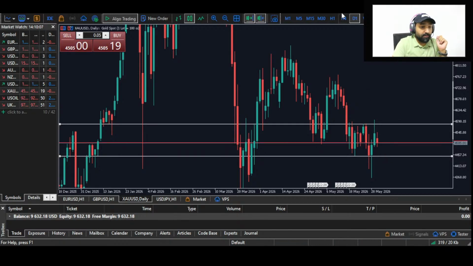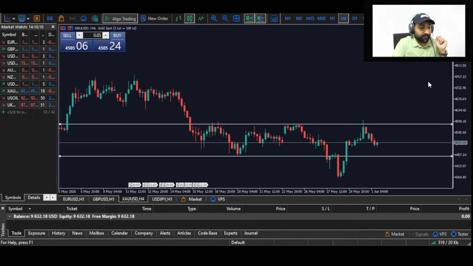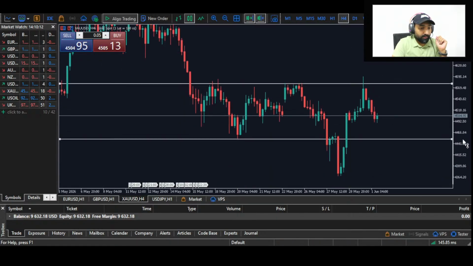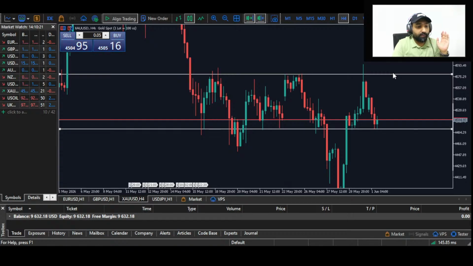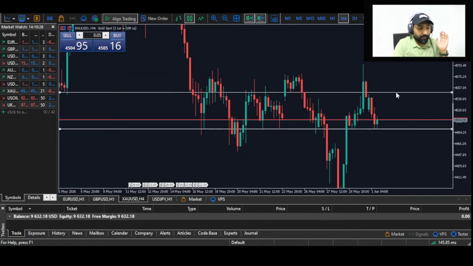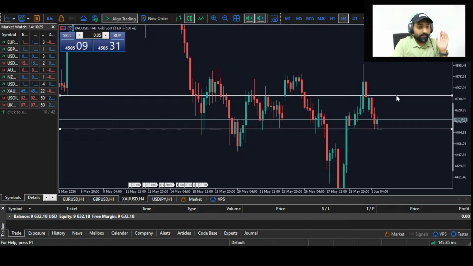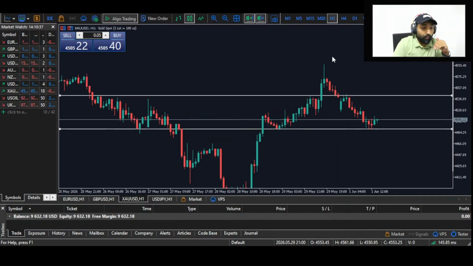When we go on 4 hours, we have a support over here and a resistance over there. But if we bring it back down here, we have a support over here as well. This is on the 4 hour chart. So when we go down from 4 hour, we go to 1 hour. You can see we are narrowing down our support and resistance levels.